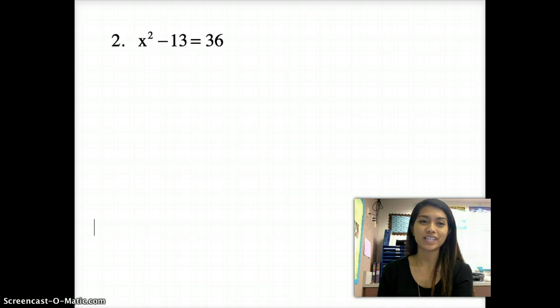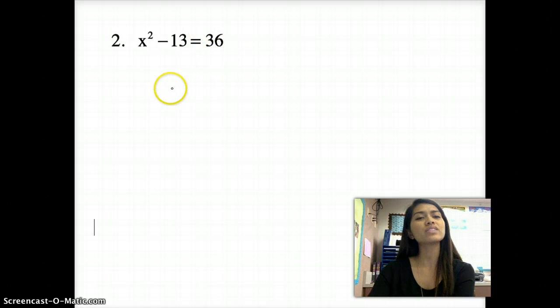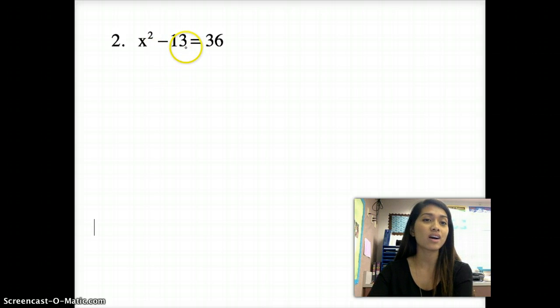Now moving on to our second example. So here it says x squared minus 13 equals 36. This one's very similar to the last one, except there's one additional term. It's this term right here, which is called the constant.